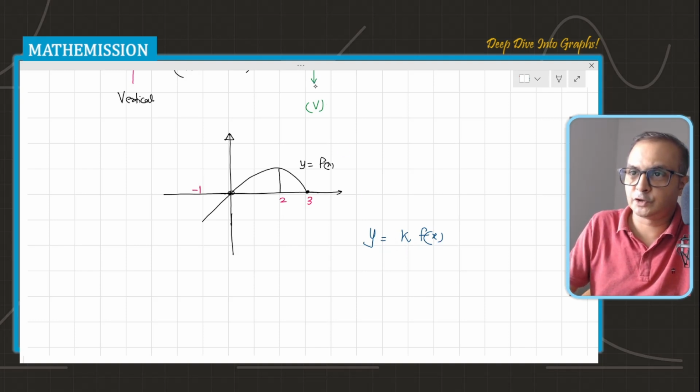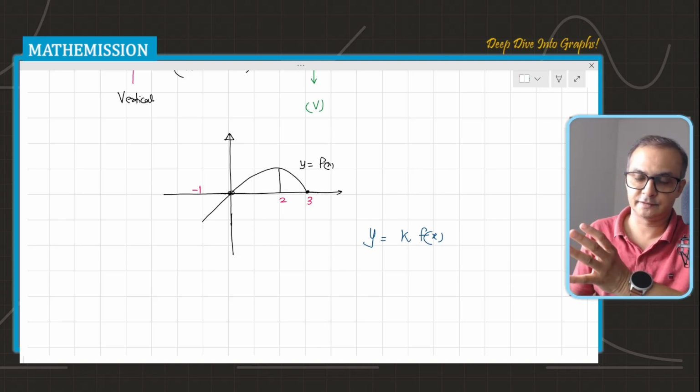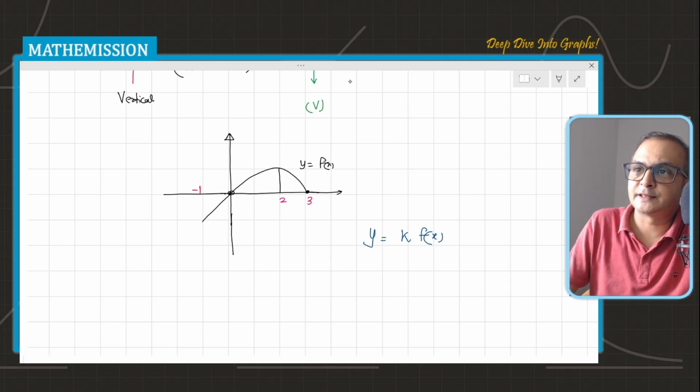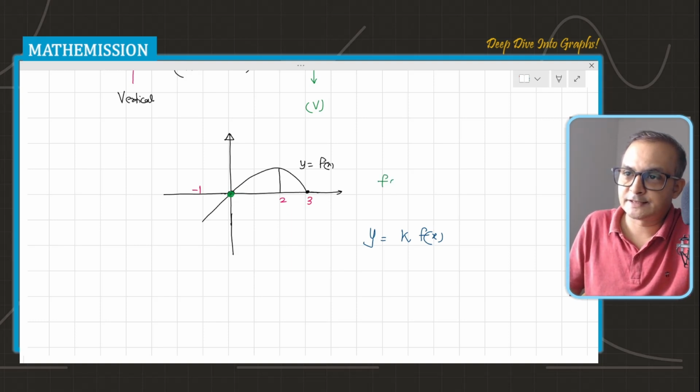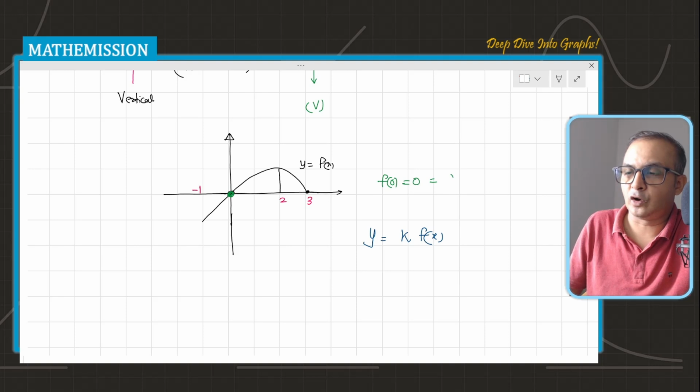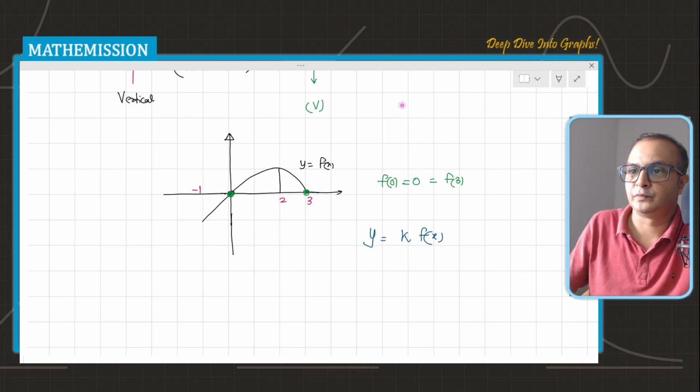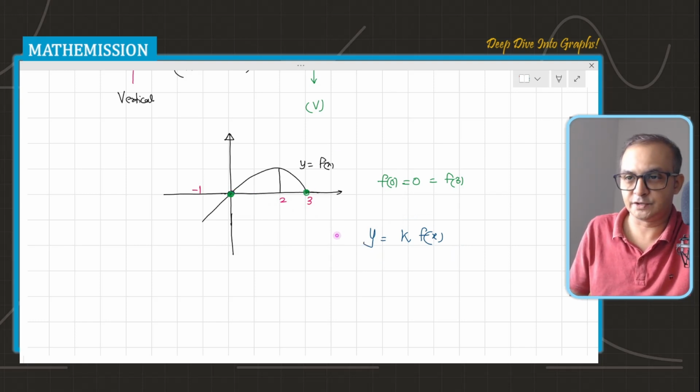Of course not, because we have multiplied by k, f(0) is still 0, and k will not give any change. It means that this point will always be there, whatever the value of k is. Again, since f(0) is 0 and also f(3) is 0, at 3 the value is again 0. On this function also, f(3) is 0. It means these 2 points will never be changed.